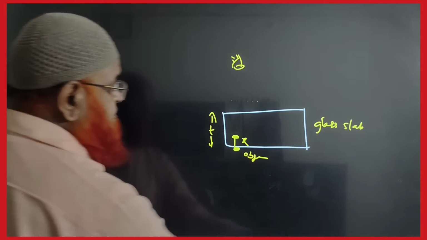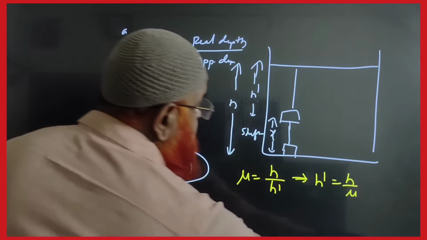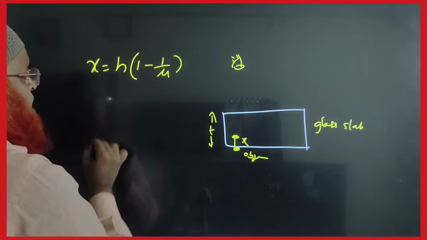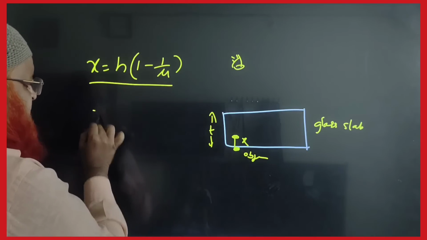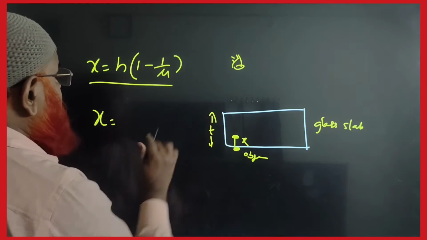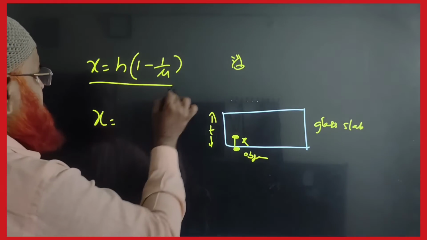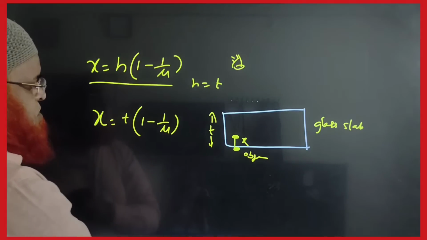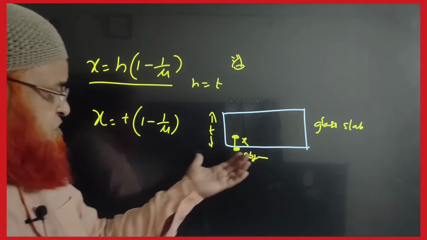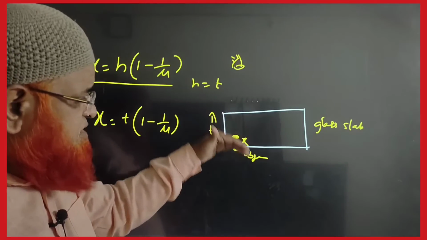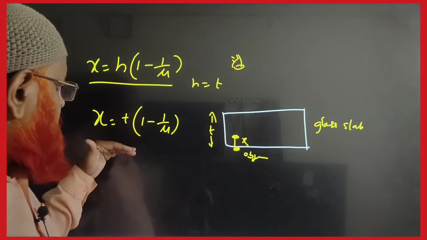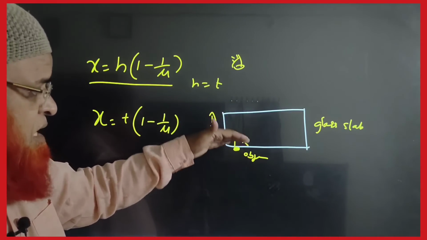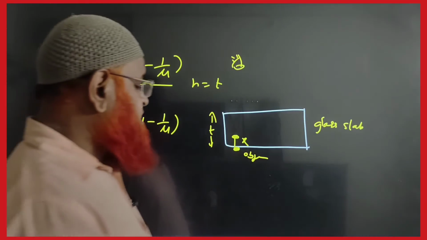So how are you going to find the shift? Same formula. As you know, x is equal to H into 1 minus 1 by mu. But instead of H here, I am not taking a real height, I will take thickness. Instead of H, I will take T. That is T into 1 minus 1 by mu. That is said to be the shift here, the shift of an object inside a glass slab when it is kept below. Is it understood or not? That is the shift of an object when you keep a glass slab above any object.